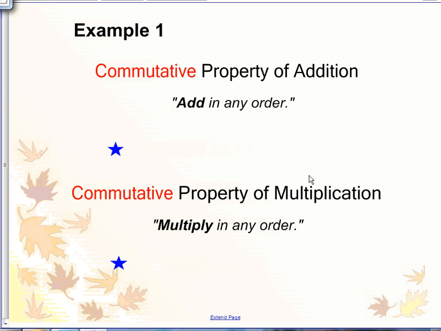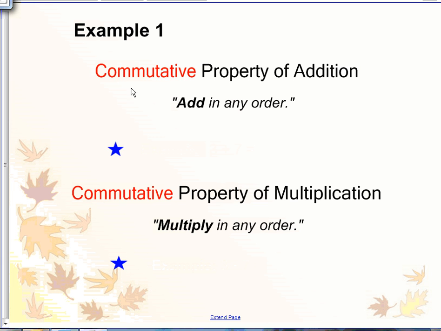Today we're going to be talking about the different properties of real numbers. Yesterday we talked about the distributive property, and these are just some other properties that will help you while you are computing your equations and expressions and things like that. All right, so the first one we have are the commutative properties.